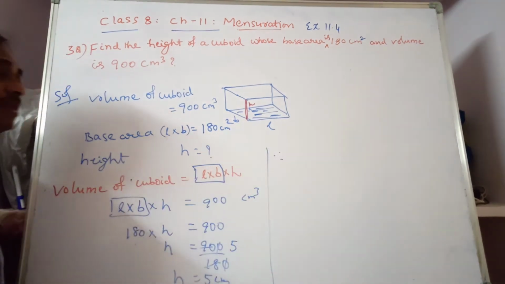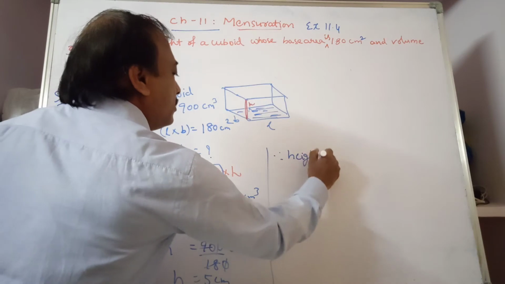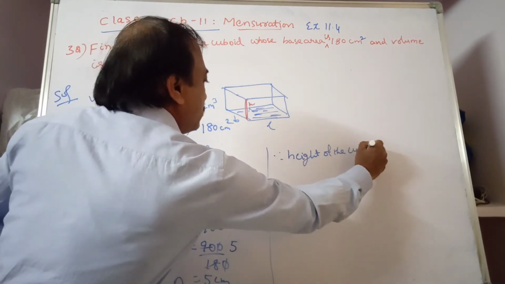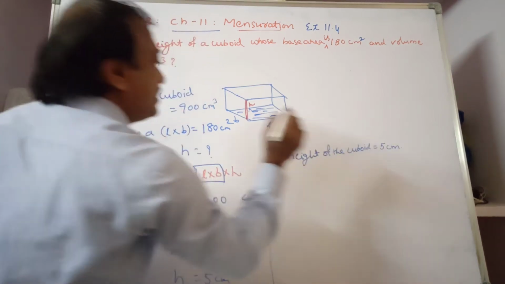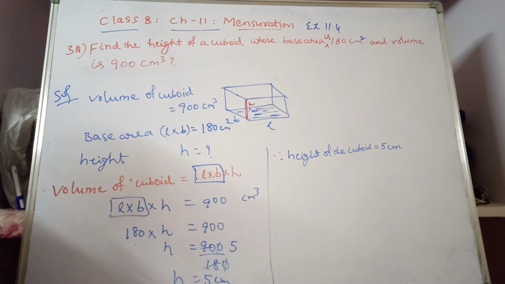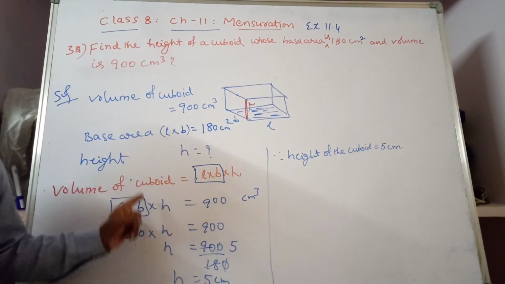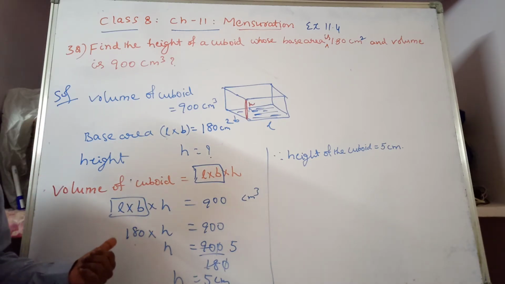Therefore, the height of the cuboid is equal to 5 centimeters. They gave the base area, which is nothing but L into B, and the volume is also given, so we are finding the height. Is it clear? I hope you understood.